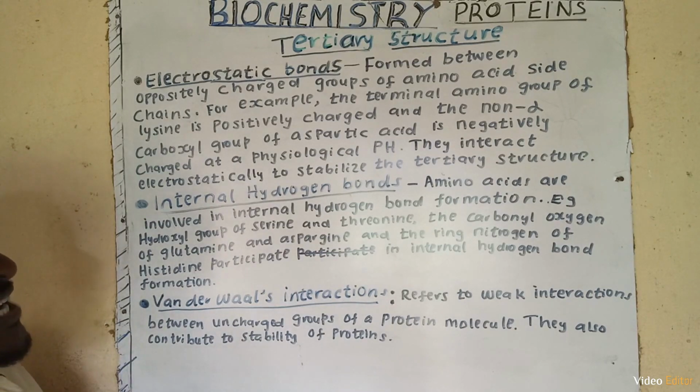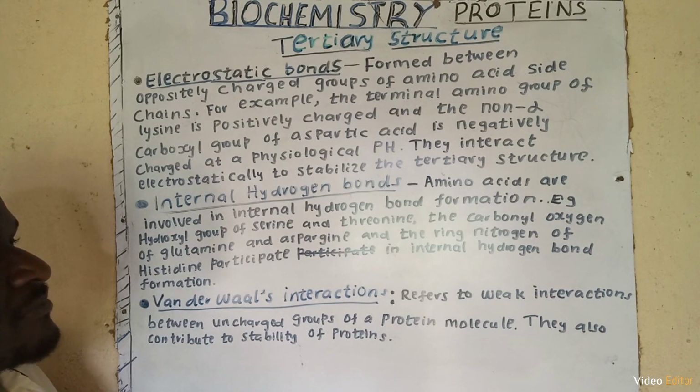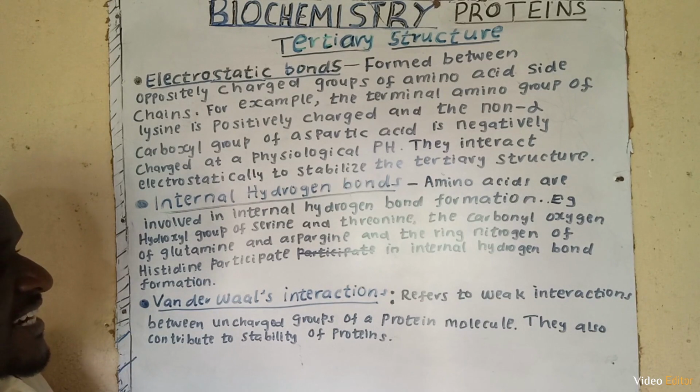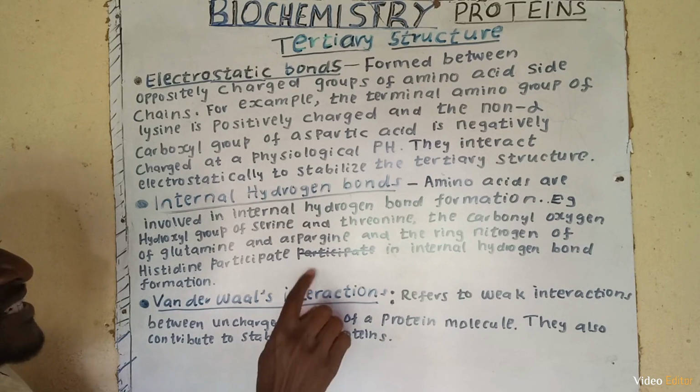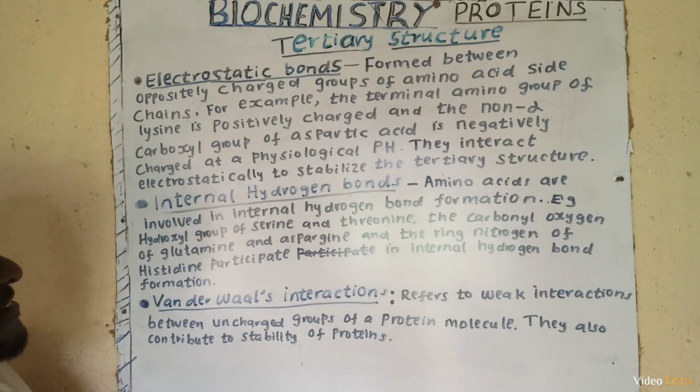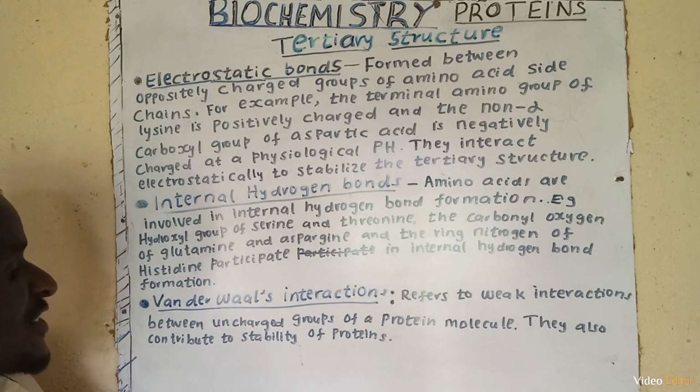Next is the internal hydrogen bonds. Amino acids are involved in internal hydrogen bond formation, e.g., hydroxyl group of serine and threonine, the carbonyl oxygen of glutamine and asparagine, and the ring nitrogen of histidine participate in internal hydrogen bond formation. I have deleted this because it is the repetition of participation. Then van der Waals interactions. It refers to weak interactions between uncharged groups of a protein molecule. They also contribute to stability of proteins.